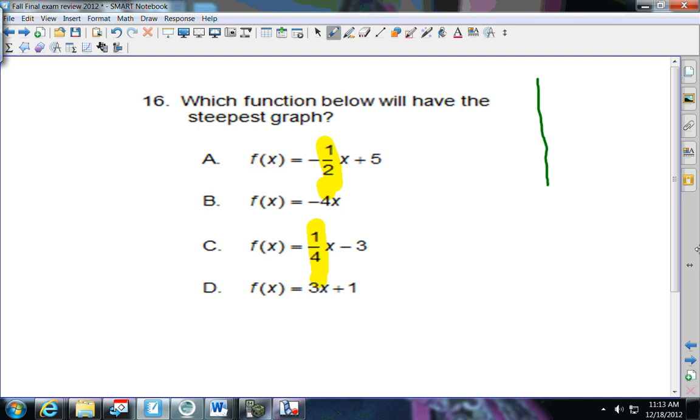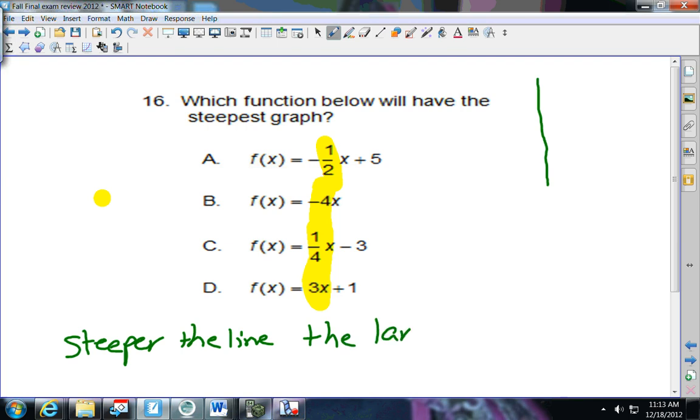The larger the number, my little highlights want to just not work here. All right. So the steeper the line, the larger the slope. And the larger number, not worrying about positives and negatives, is B, is 4.